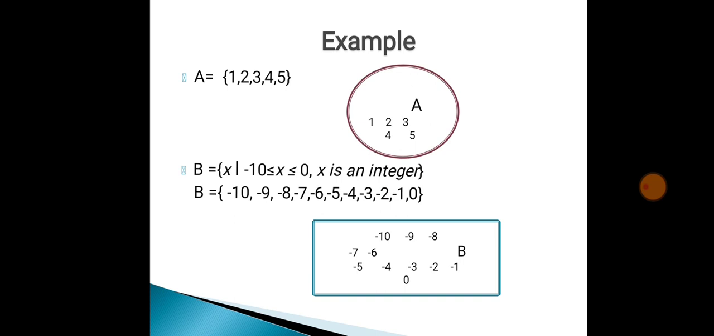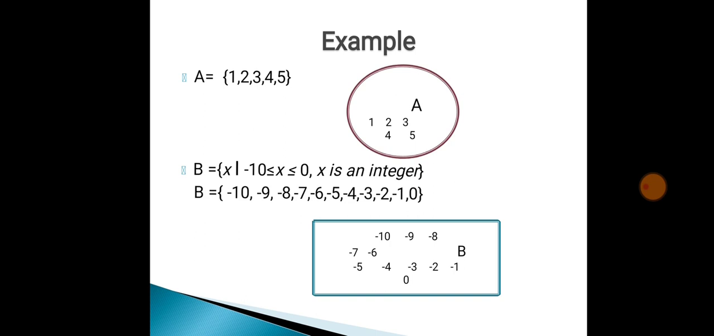Now suppose A = {1, 2, 3, 4, 5}. This same set A can be shown using a Venn diagram. For this we use a closed figure like a circle. Inside the circle we write the elements of the set and the name of the set. You can see in the picture a Venn diagram showing set A.